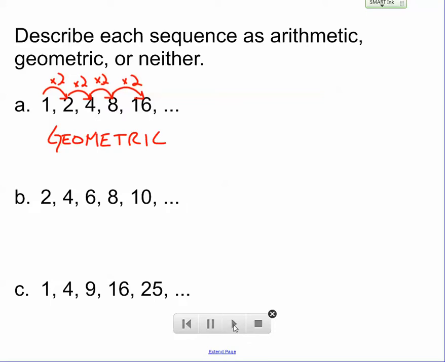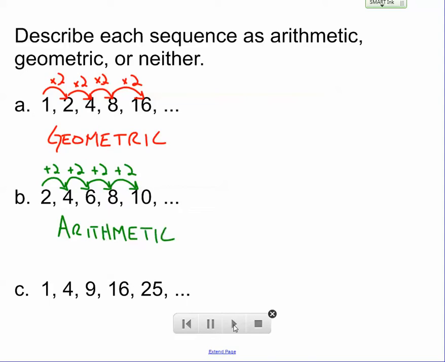Okay, sequence B, which makes it geometric, I'm sorry, by the way. I can see that every term is 2 more than the previous term. It's a constant difference of 2 between terms. That is an arithmetic sequence.